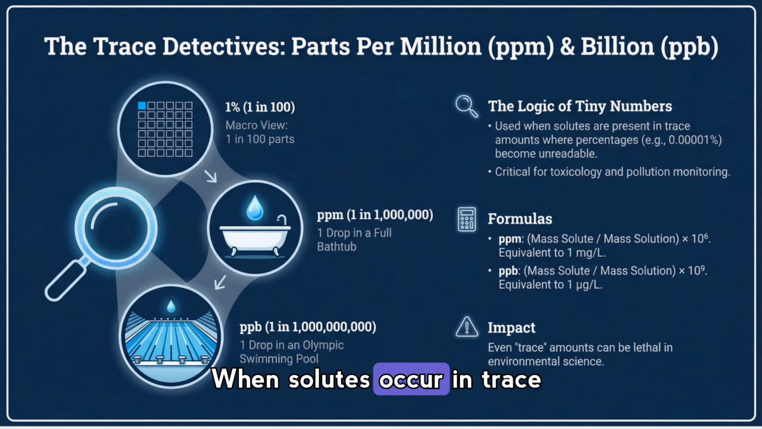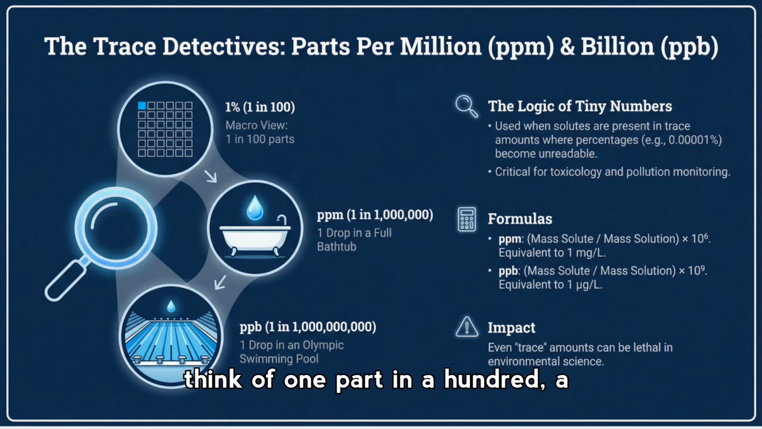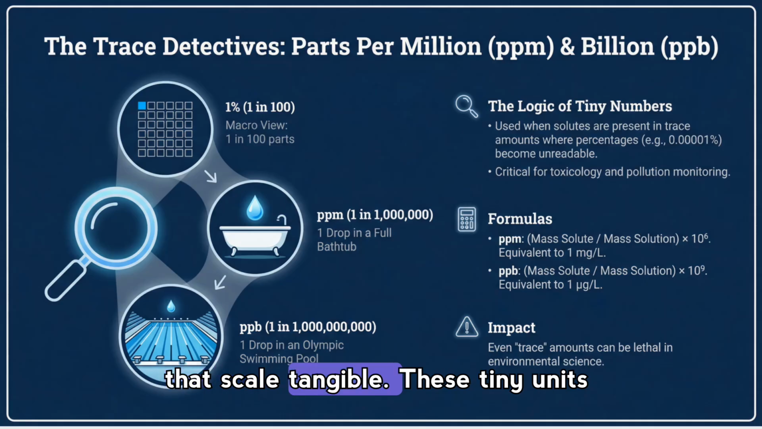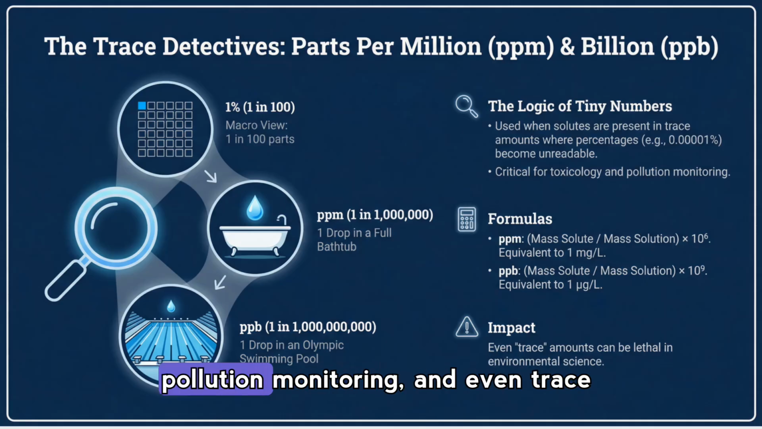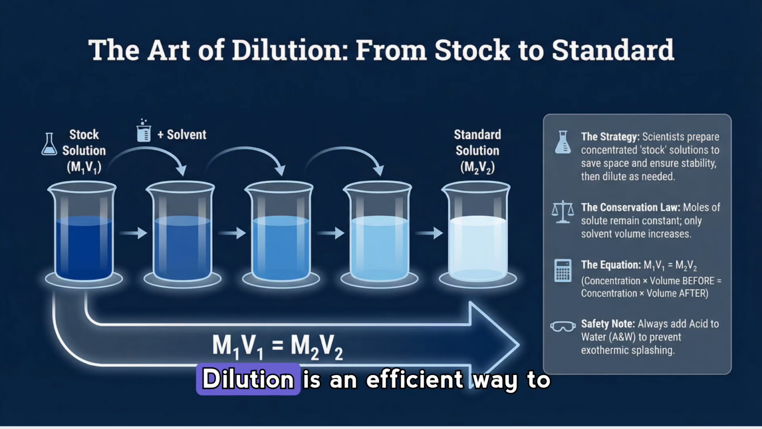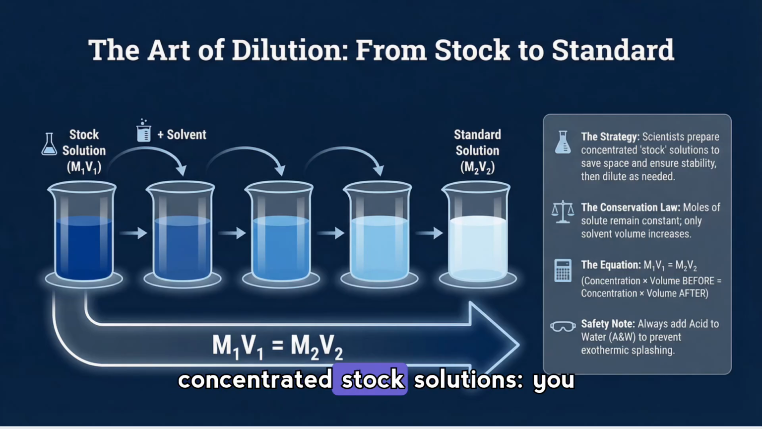When solutes occur in trace amounts, we switch to ppm and ppb. Think of 1 part in 100, a million, or a billion. The visuals compare a drop in a bathtub to a drop in an Olympic pool to make that scale tangible. These tiny units are critical for toxicology and pollution monitoring, and even trace concentrations can have serious environmental or health impacts. Dilution is an efficient way to prepare working standards from concentrated stock solutions.